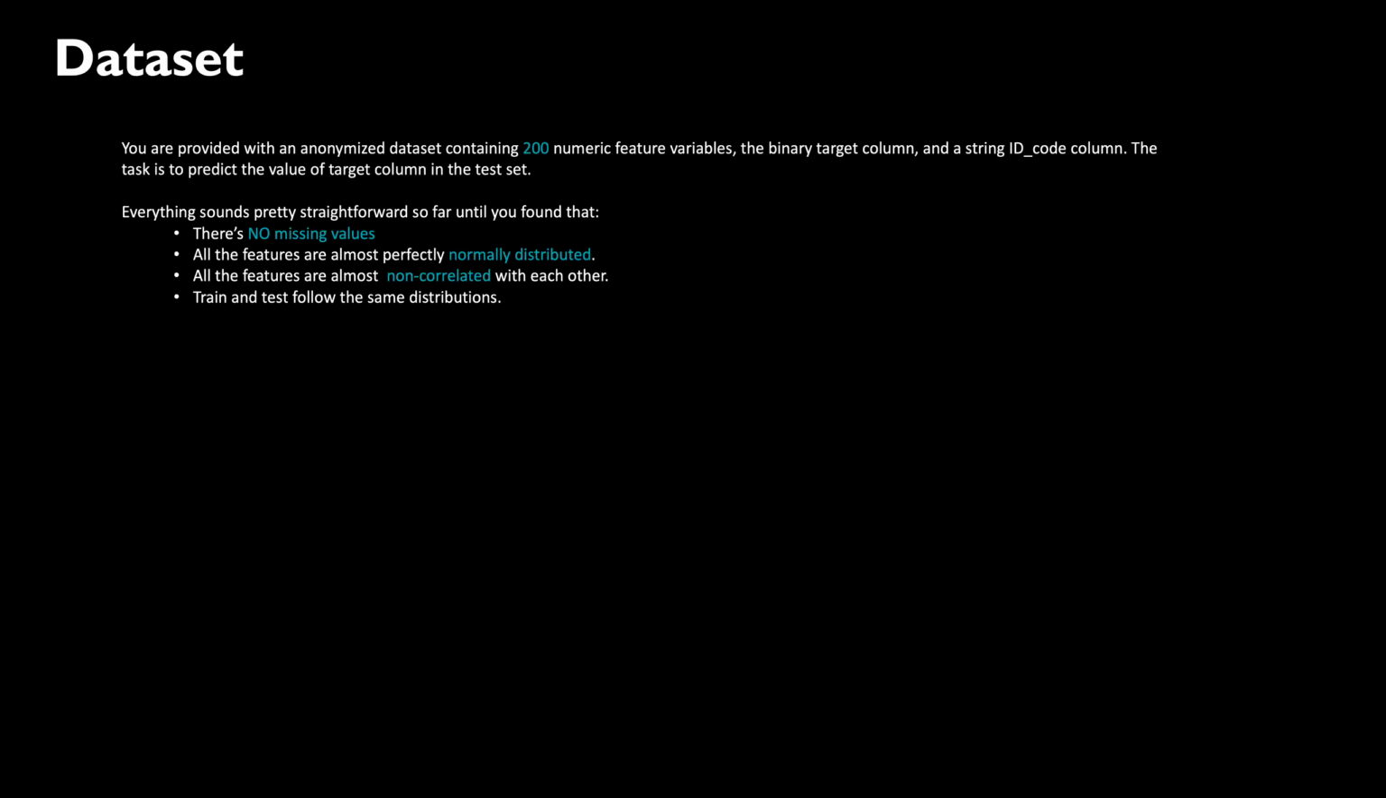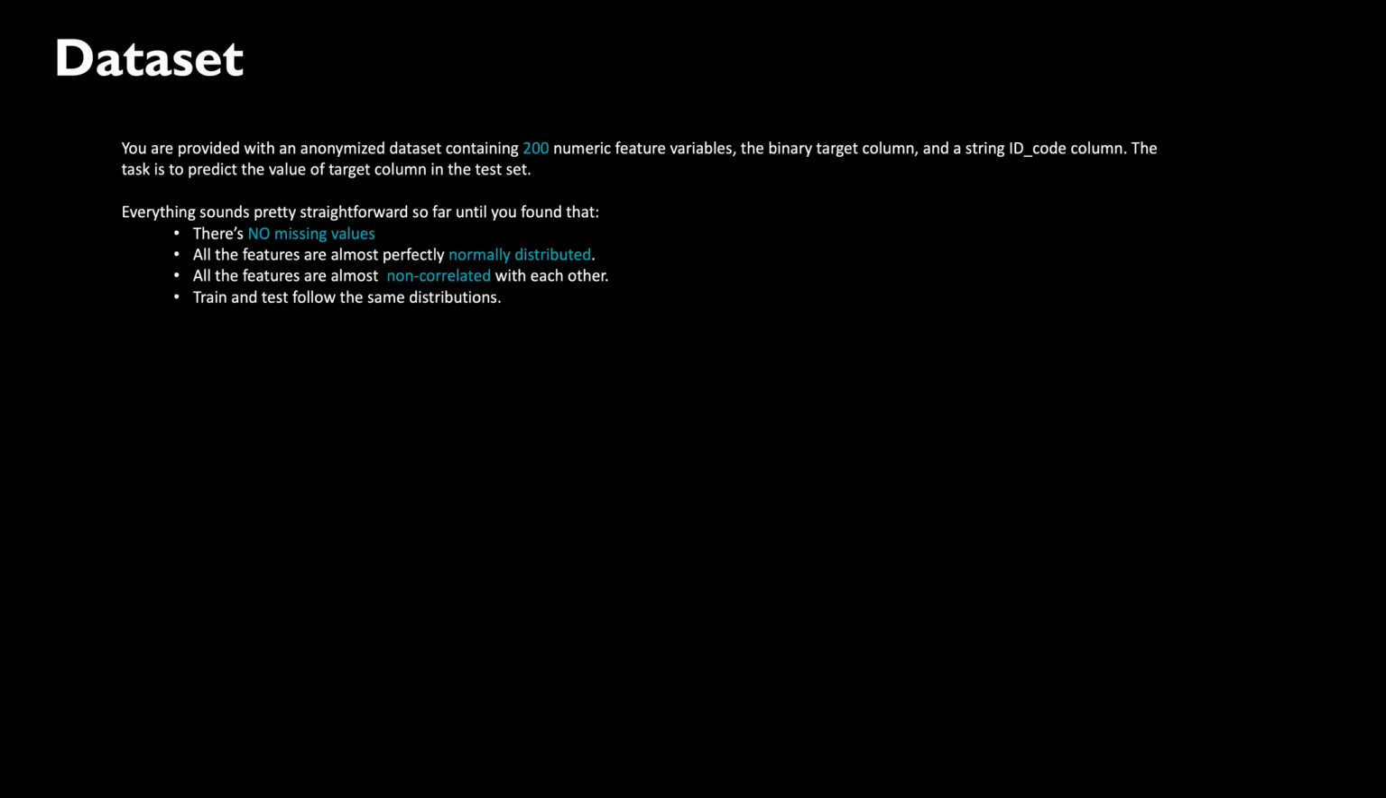It's straightforward so far, until you dive into the data and find something interesting: there are no missing values. There are no nulls. You don't have to impute missing values. And wow, this sounds very, very nice. And second, the features are almost perfectly normally distributed. I don't know how you feel about that, but when I saw that, I was like, this cannot be true. How could a data set be so perfect, right? No missing values, and every single variable is normally distributed.